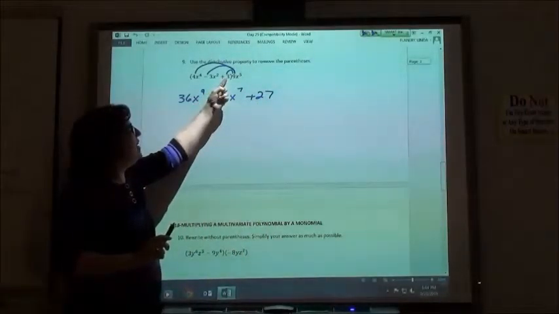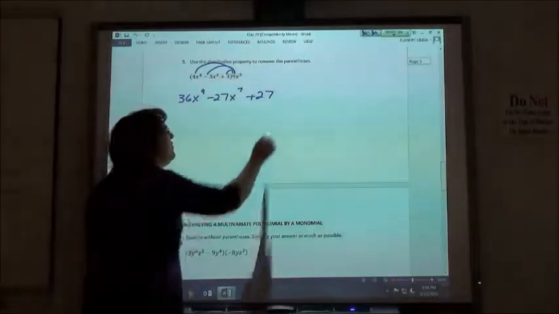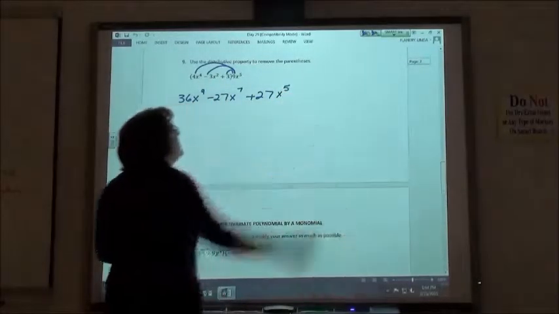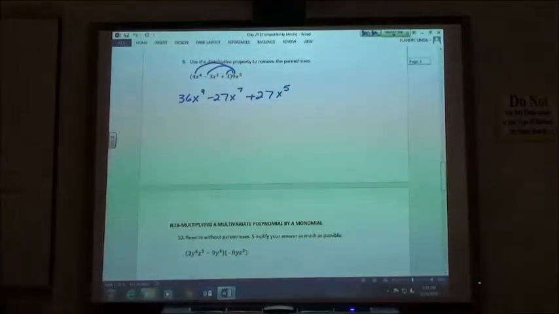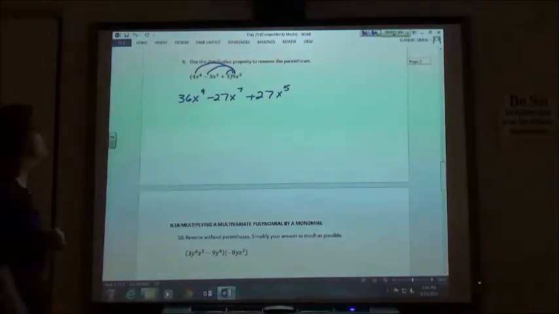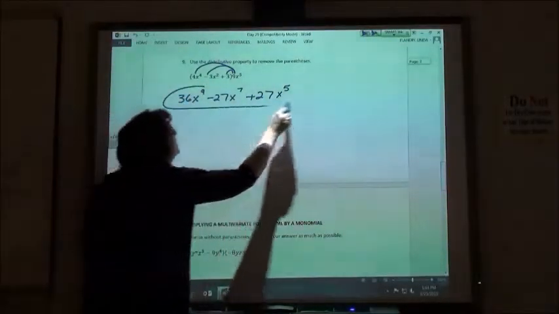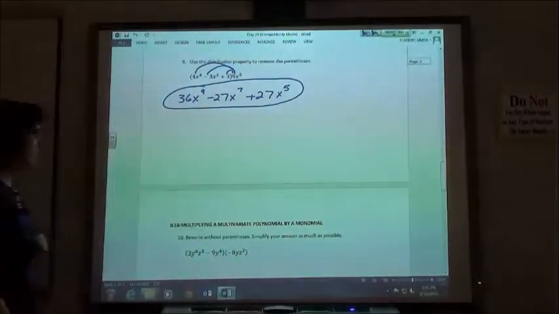And although that doesn't have any x's, you still have the x to the 5th there, so we can't leave that out. And so 36x to the 9th minus 27x to the 7th plus 27x to the 5th is going to be my answer.